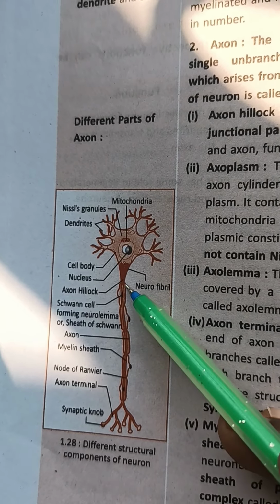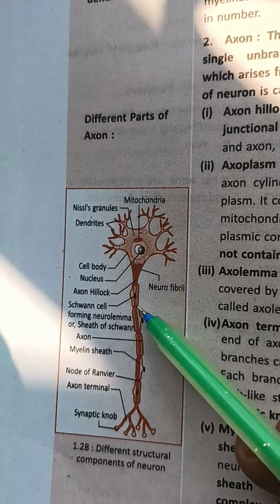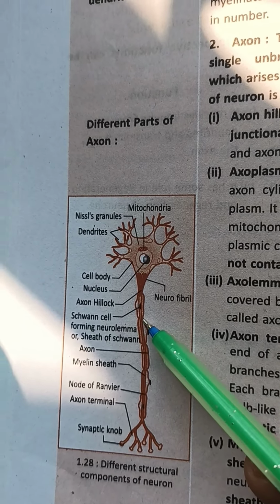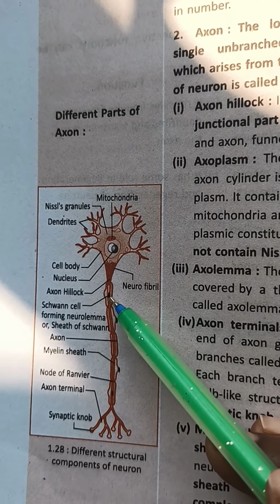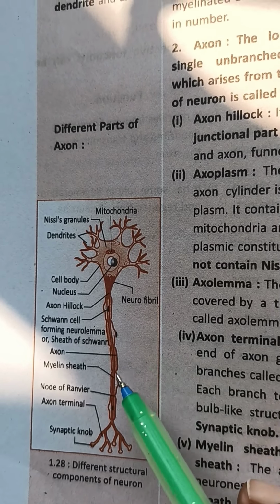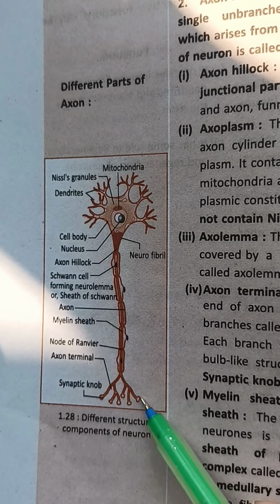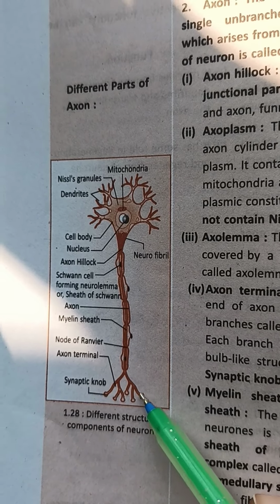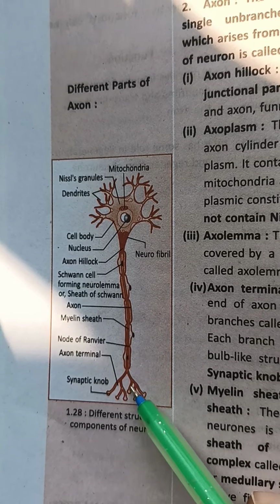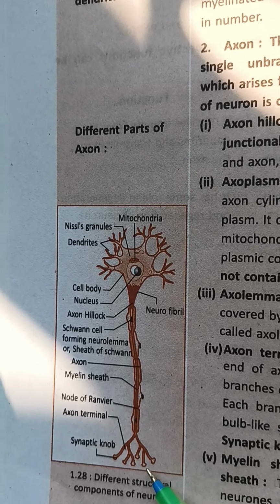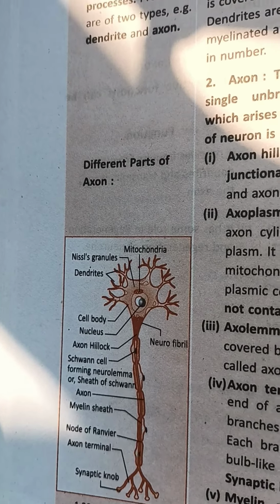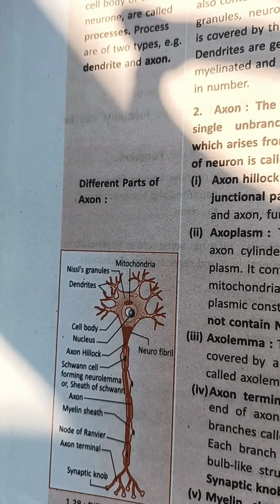Now, this axon is covered by a membrane called the myelin sheath or the neurilemma sheath. And this myelin sheath consists of the Schwann cells. Now, this axon terminates into finer branches, and that is called the synaptic knobs, or the axon terminal bulbs, which consist of the synaptic knobs. So this was all about the structure of the axon.